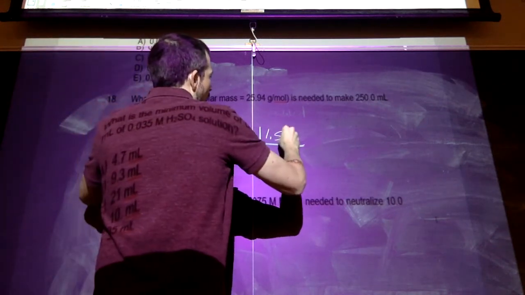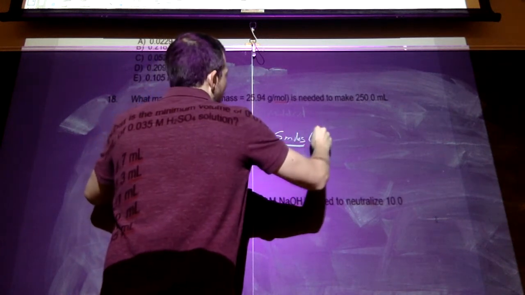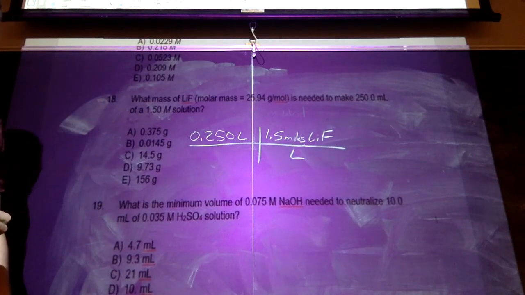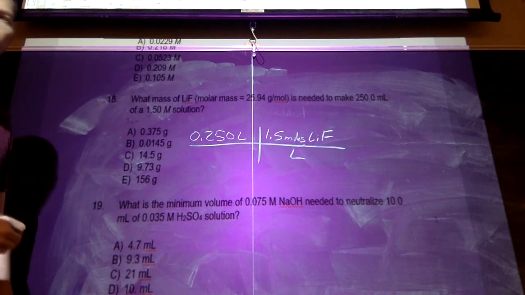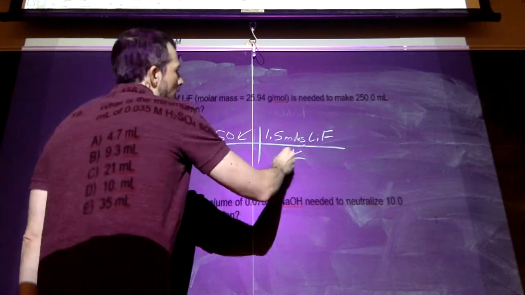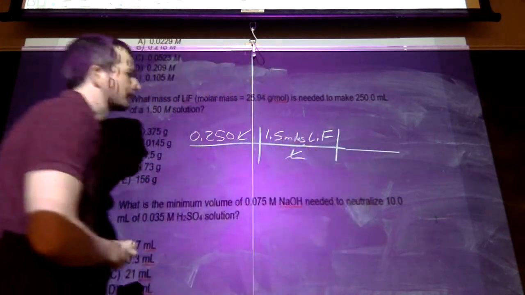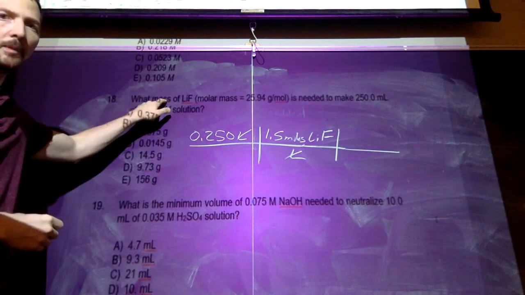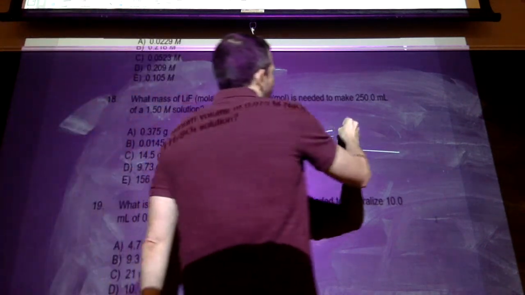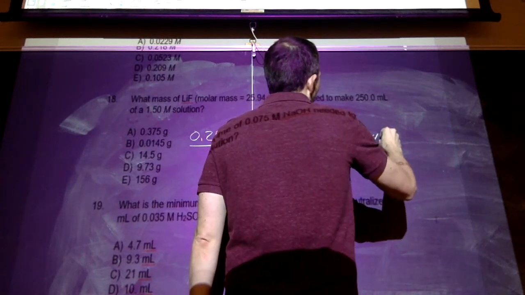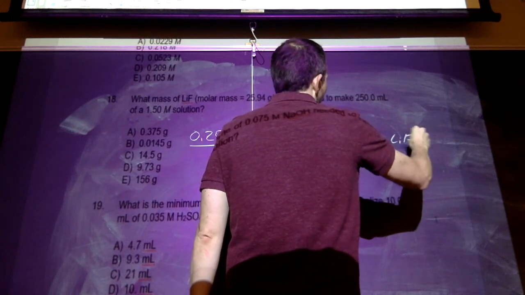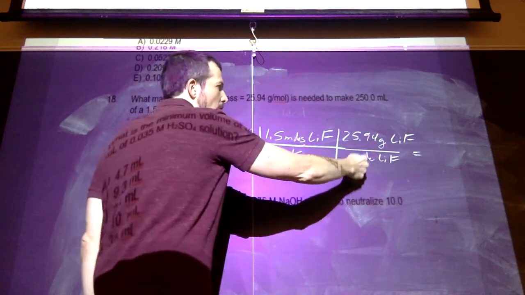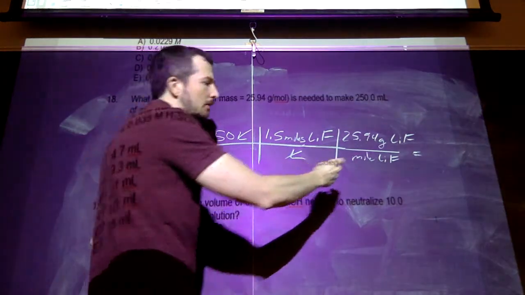1.5 molar solution, so 1.5 moles of lithium fluoride per liter. That's the concentration I'm looking for. And now I'm given the molar mass there. It says what mass, so I want mass now. So 25.94 grams of lithium fluoride per mole of lithium fluoride. So notice how I put the grams on top, so my moles would be on bottom and cancel.